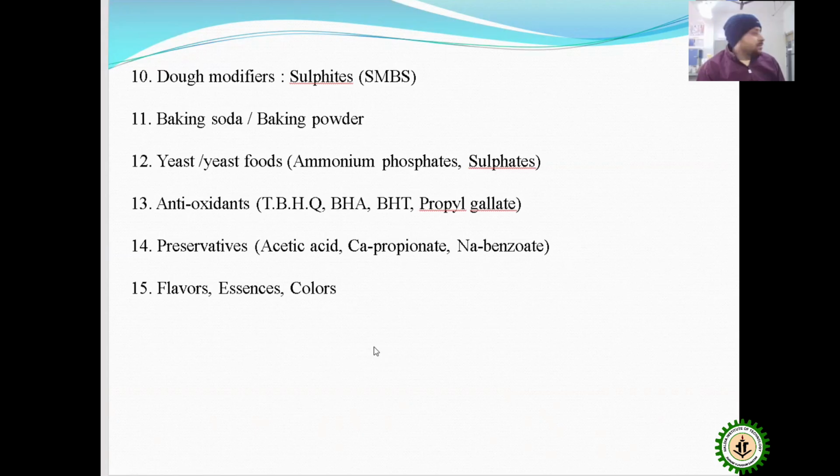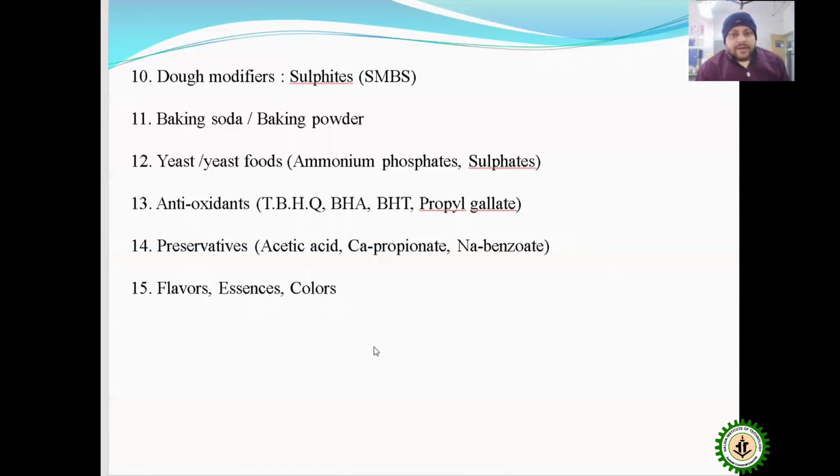Yeast we use in different bakery items, and we also use antioxidants, for example BHA, BHT, TBHQ, and we add preservatives, so sodium benzoate, calcium propionate. These are the preservatives, which increase the shelf life of the bakery items. Also we add different types of color, flavor, and essence as per requirement.